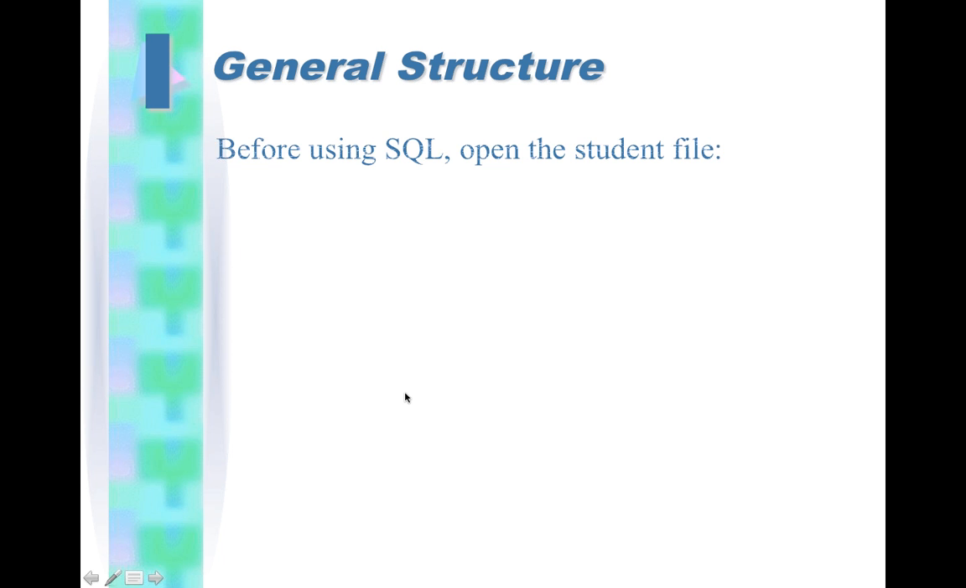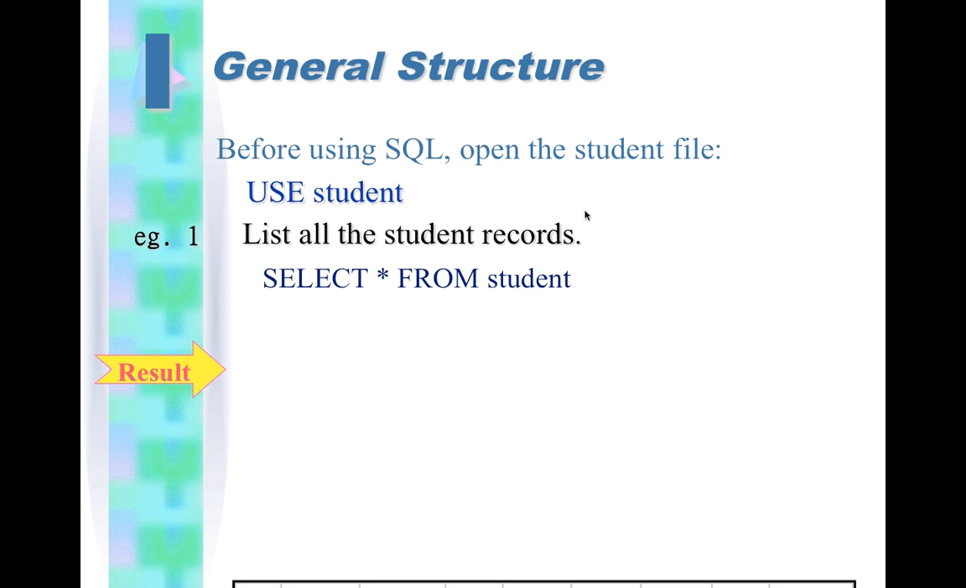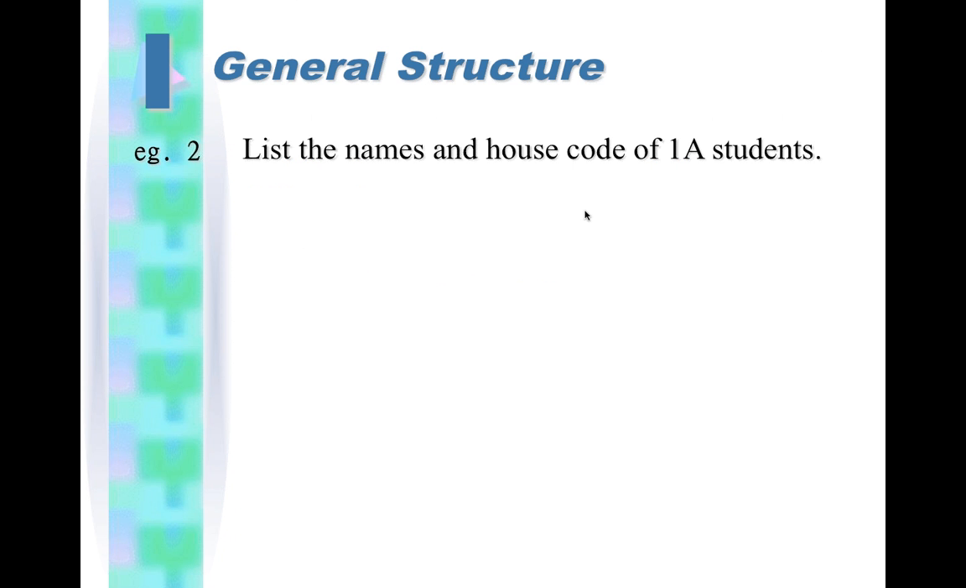Okay. Then before using SQL, open the student file. Use student, list all the student records, select star from student, and you're going to get the list of students, all the students, right? Then list the names and house code of 1A students.